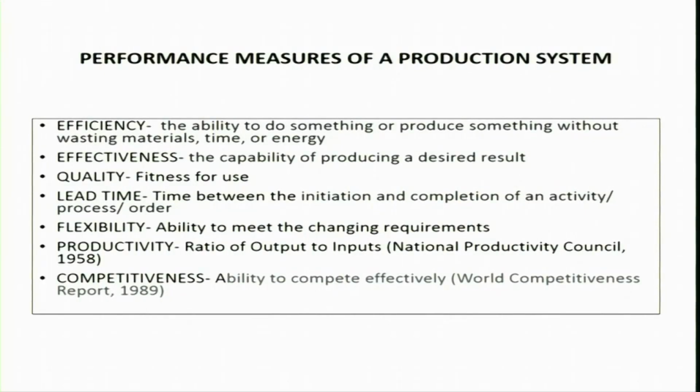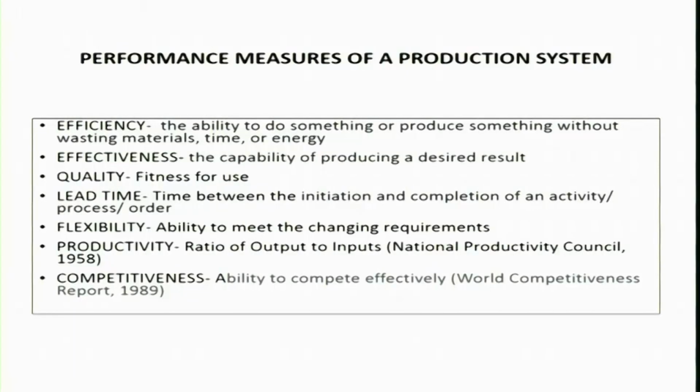Now, the question arises how to measure the performance of a production system. Obviously, first and foremost comes efficiency. We should see that my production system is highly efficient. Efficient means it should be able to produce the desired products with a minimum of resources, or with the same amount of resources it should produce more output. So, that is called efficiency, the ability to do something or produce something without wasting material, time or energy. So, that is the aspect of efficiency.